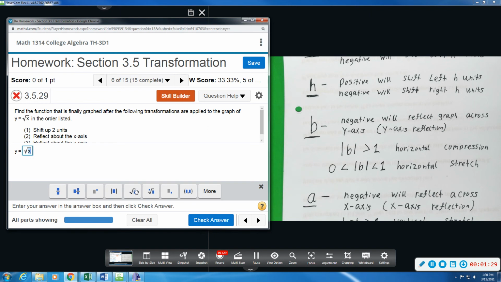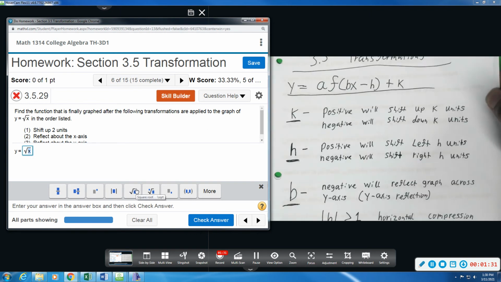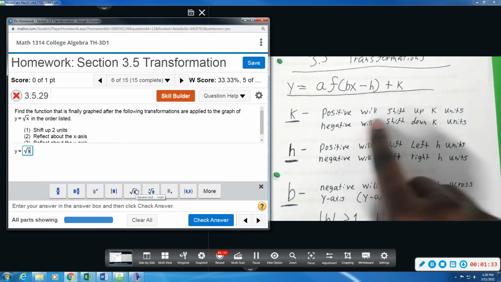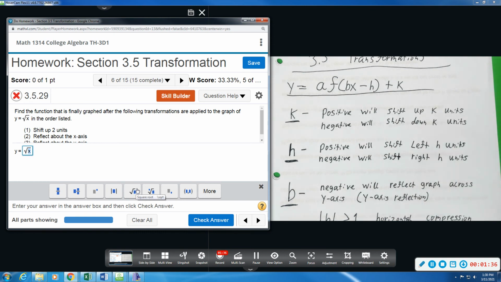Now to shift it up, we're going to be dealing with that k value. So I'm going to be adding a 2 at the back. It's not going to be underneath the square root, so I need to arrow out of there and then do plus 2. So that's going to do the shift up 2 units.